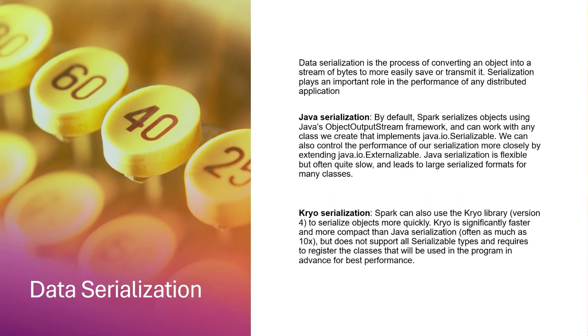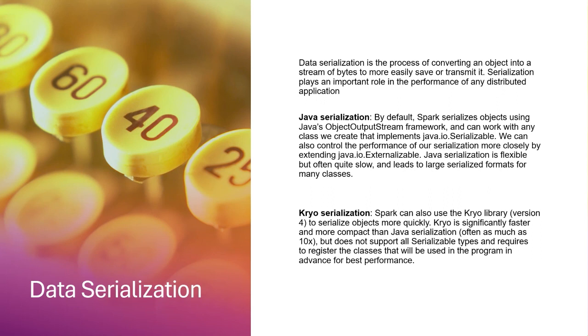Now we can also control the performance of the serialization by extending java.io.Externalizable. This Java serialization is very flexible. It is by default the one that is used, but then it is a bit slow. Why is it a bit slow? Because it creates very large serialized formats for many of the classes. When it converts the objects into a stream of bytes, the size is bigger, and that is why it becomes slower. So sometimes people want not to use Java serialization because of the overhead of converting the objects into a series of bytes.